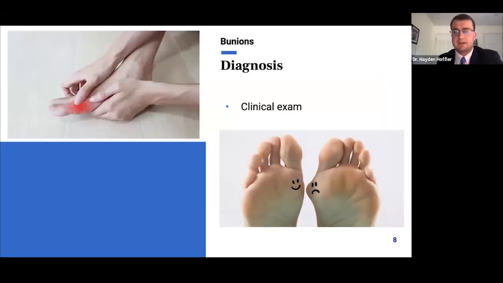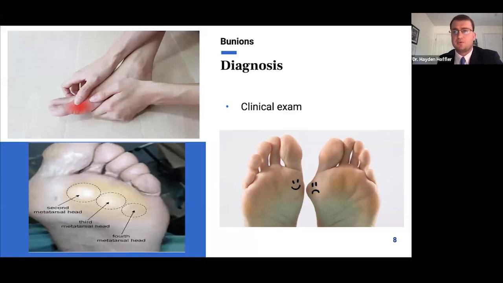So how do I actually diagnose them when you come to my clinic? The first thing I do when I see a patient is I actually watch them walk into the room. That gives me a good idea of how they actually feel, where the actual pain is. Do they have any calluses associated with it, whether that's on the bottom of the foot, on the inside of the foot? You can see here in the bottom left.